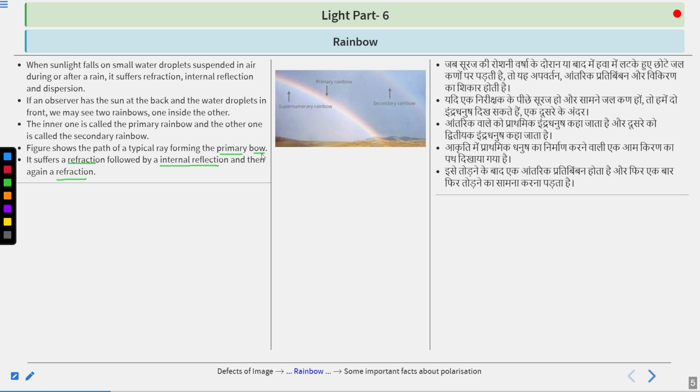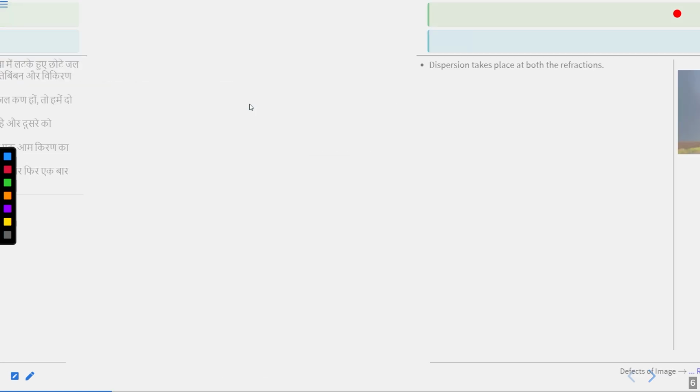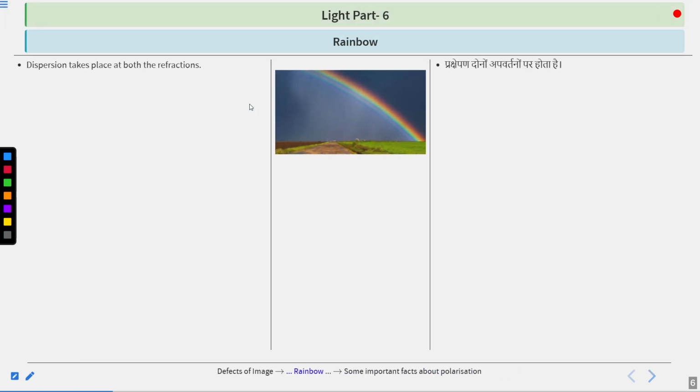The condition, remember, to see the two rainbows at a given time is that the sun must be at your back and water droplets must be in front of you. Then you see the two rainbows in front of you and it usually appears like one rainbow is coming out of another. The inner one is called the primary and the outer one is called the secondary. For the inner one, first the refraction happens, then internal reflection happens and again the refraction happens. Dispersion takes place at both the refractions.